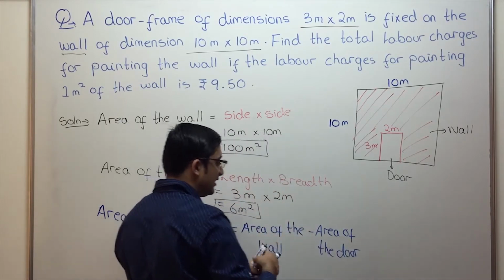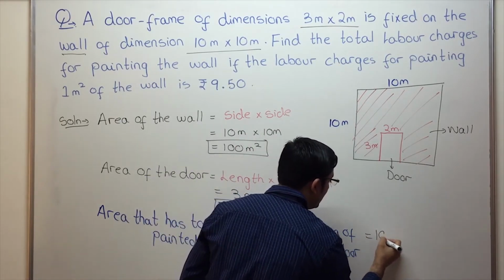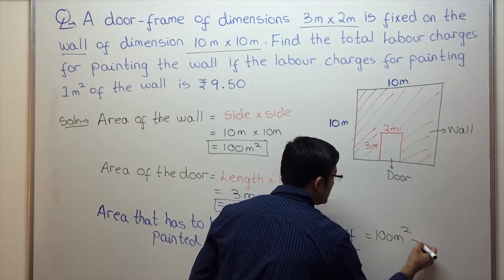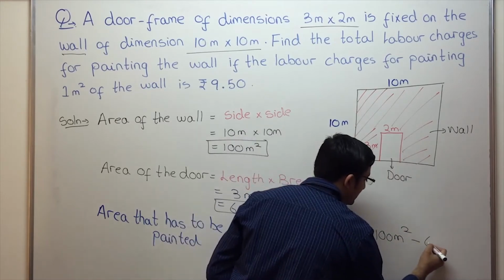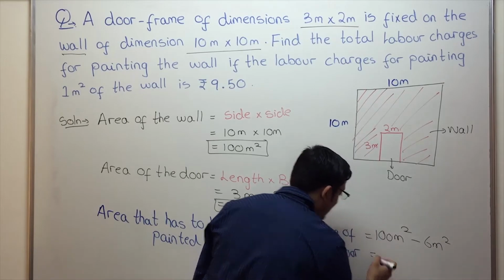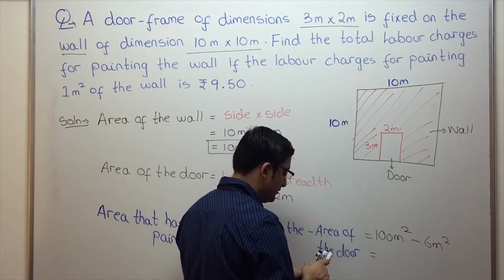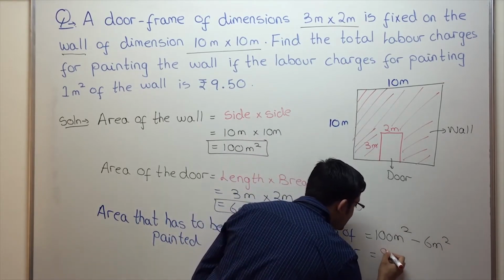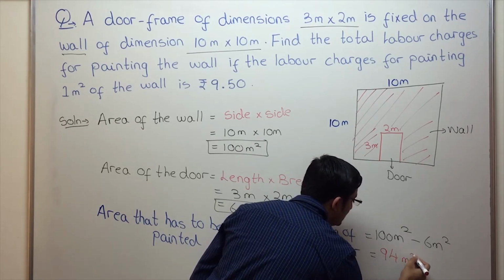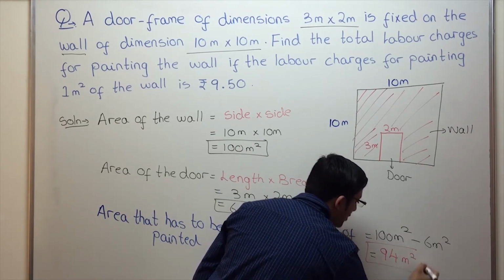So let's plug in the values. What is the area of the wall? 100 square meters minus the area of the door, 6 square meters. So what is 100 minus 6? It is 94. So the area that has to be painted is 94 square meters. I hope this much is clear.